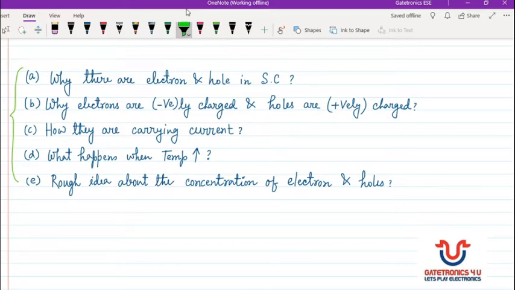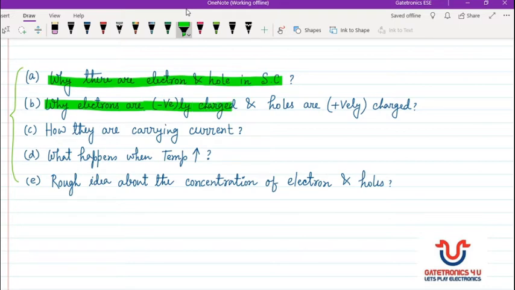The first one is why there are electrons and holes inside the semiconductor. We can get the reason why there are electrons and holes inside the semiconductor. This is the first information that we can get from the bond model. The second information that we can get is why electrons are negatively charged and holes are positively charged. This information can also be found from the bond model.